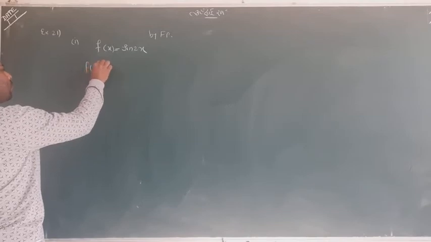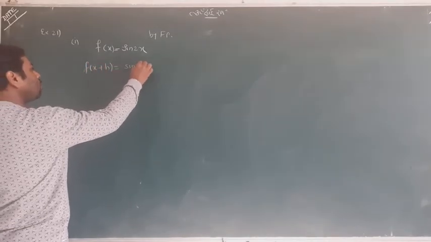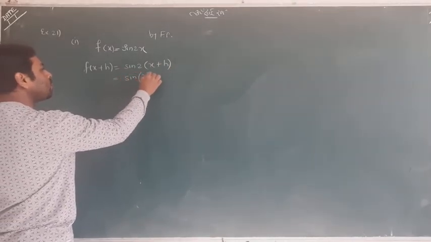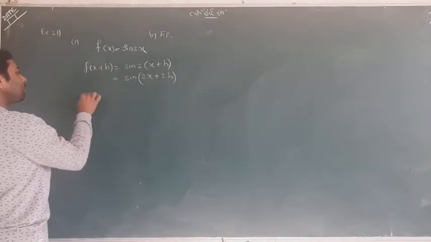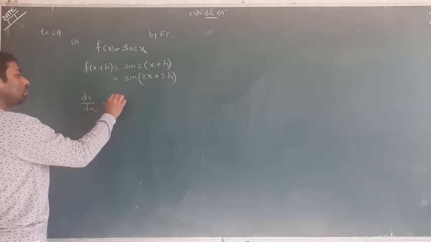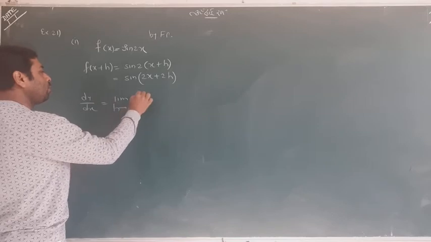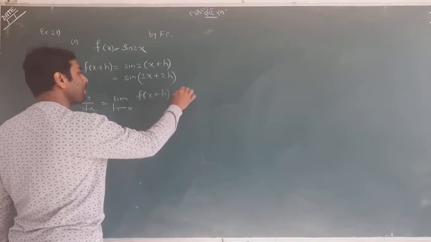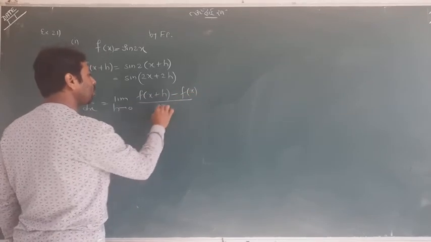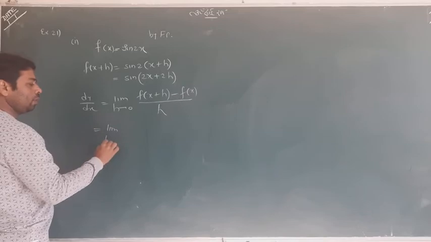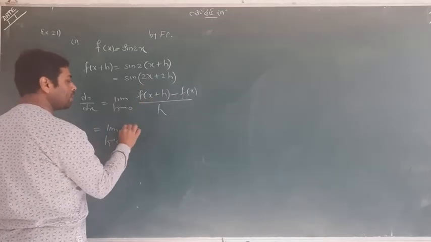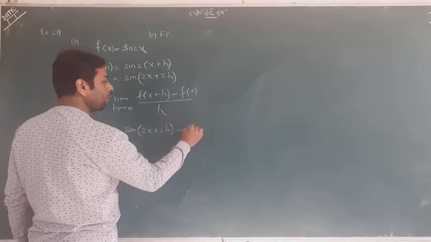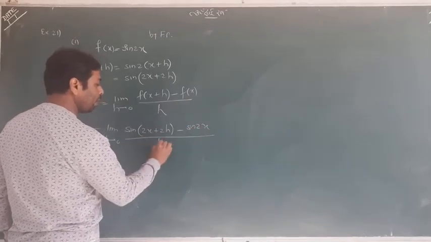First of all, I will go with f of x plus h, which is sine of 2 times x plus h. It means sine of 2x plus 2h. It's the formula for first principle: f of x plus h minus f of x upon h. Now put in the values. f of x plus h meaning sine of 2x plus 2h, f of x meaning sine of 2x, upon h.